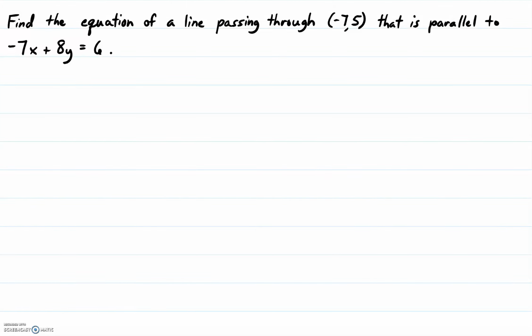For this video, we're going to find the equation of a line passing through the point -7, 5 that is parallel to the line -7x plus 8y is equal to 6. So there are a couple of things we want to look at here. First of all, we're given a point that the line is passing through.